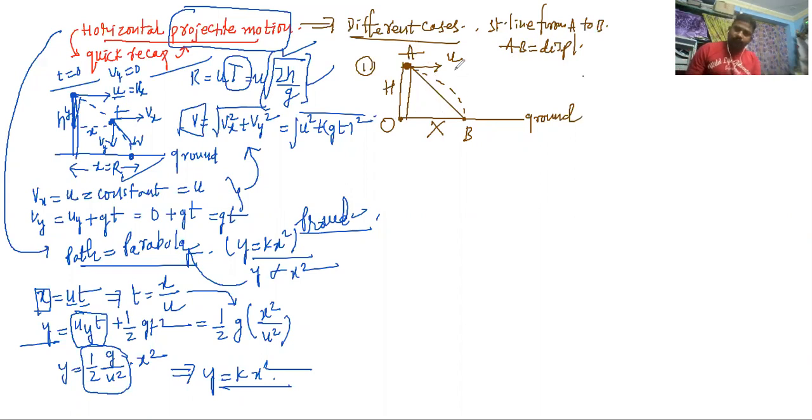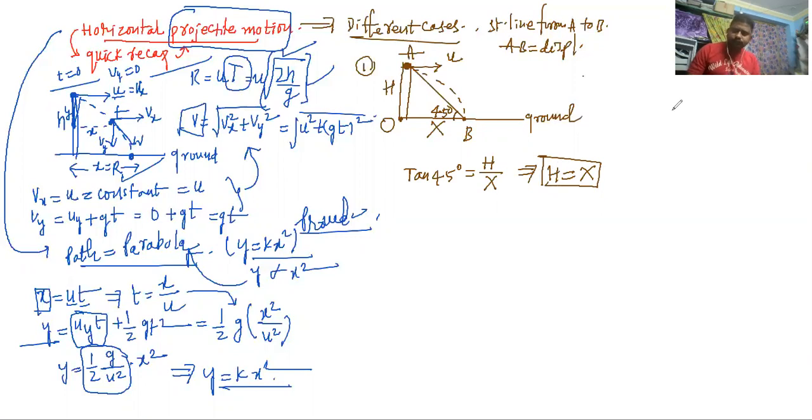Now, in this case, they have clearly mentioned that the displacement line is making 45 degrees. From here, so many things you can find. If it is 45 degrees, what can I write? Tan 45 degrees is how much, my dear students? Opposite side by adjacent side, so that is h by x. So tan 45 is 1, 1 is equal to h by x, h is equal to x, isn't it? So h is equal to x, that's the first thing.